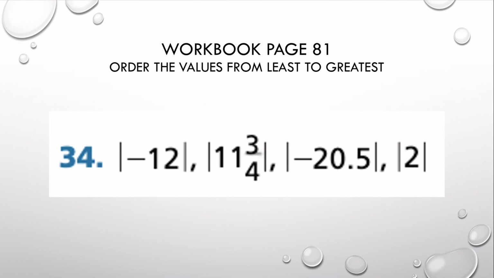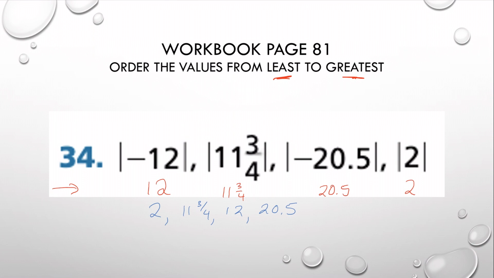So the absolute value of -12 is +12. The absolute value of 11 3/4 is just 11 3/4. The absolute value of -20 5/10 is 20 5/10. And the absolute value of 2 is 2. Looking at these answers for the absolute values, you want to put these in order from least to greatest first, whether you do it on paper or in your mind. Out of these numbers, the smallest number would be 2, and then the next would be 11 3/4, followed by 12, followed by 20 5/10.